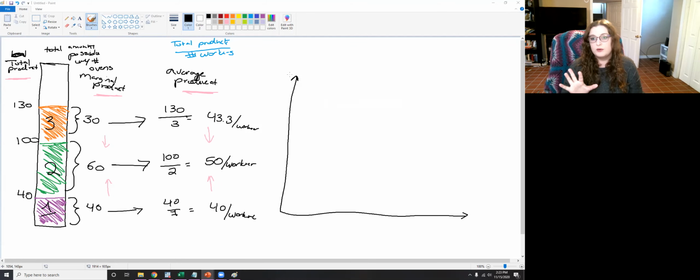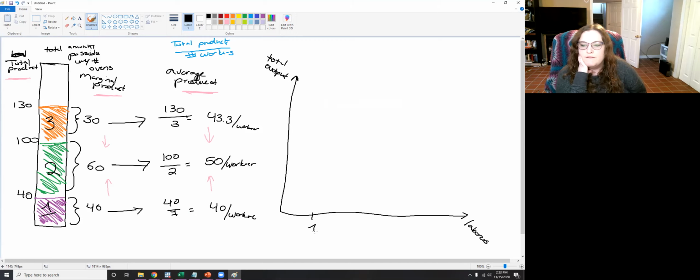We're going to have how we're going to label our axis. So notice we normally have price and quantity when we make graphs in here, but now we're talking about output. So we're not going to be talking about price and quantity. Instead, what we're going to be talking about is total output, or total product, whichever one you want to call it, by laborers, the number of workers that we have.